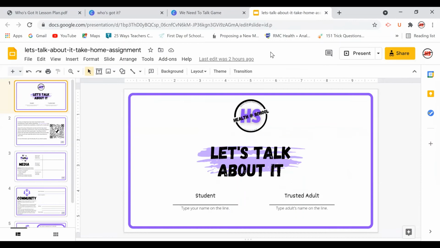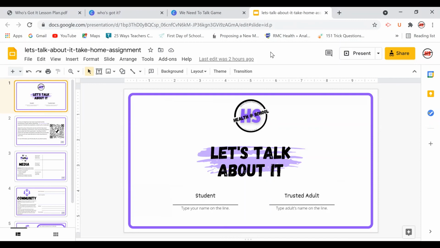There is a PDF file where you can print a brochure for this assignment, and there's this Google Slides version if it works better to do it digitally. Essentially, this is an assignment where students choose a trusted adult to complete three sections on media, community, and family. It's important to acknowledge that not every student has a trusted adult at home. I try and do this by telling kids, if you're having a hard time thinking who to do this assignment with, please see me. And then I counsel them on who they might try to do the assignment with. And sometimes their trusted adult is me.